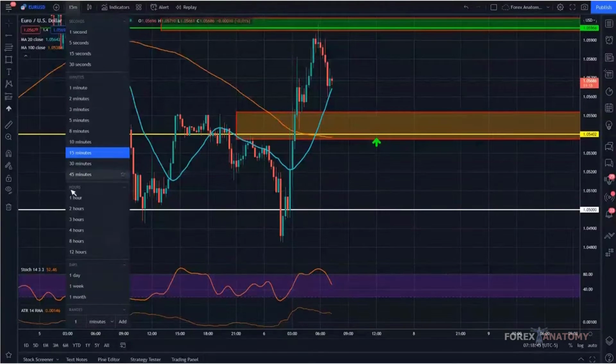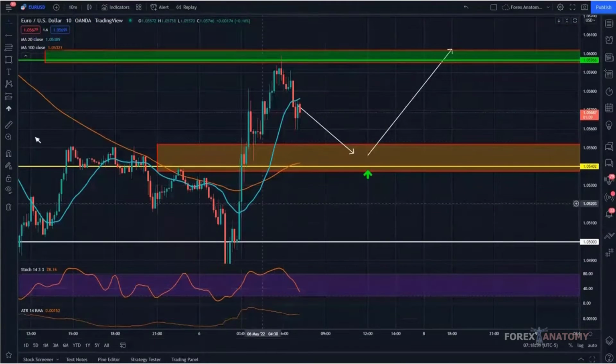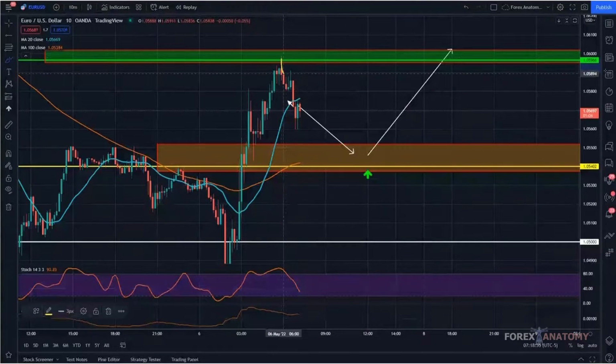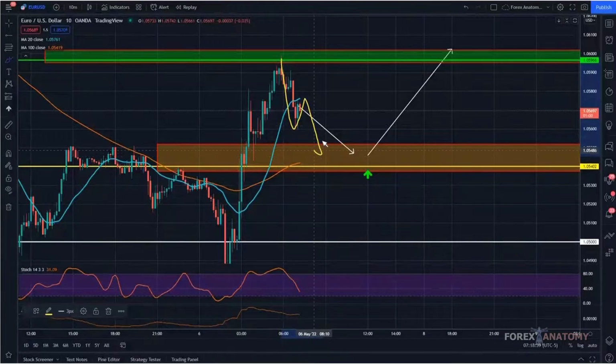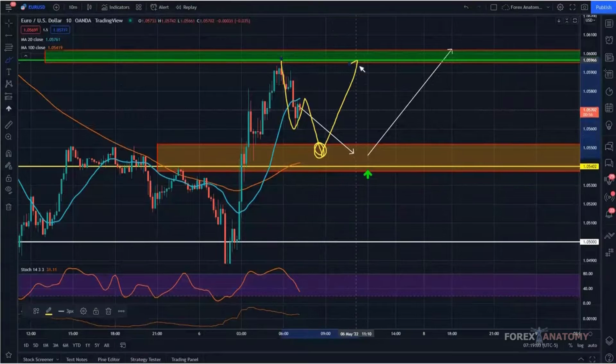Let's see how the 10 minutes looking right now. Okay, yeah, this is the 10-minute. So in other words, what we want to see is something like this. Leg A, leg B, and a leg C down here. And if we get that, then we could trade this to the upside. So that's something that we would like to see.